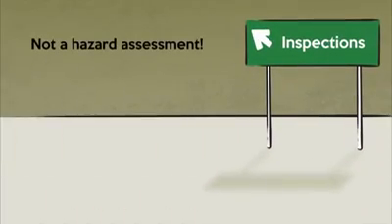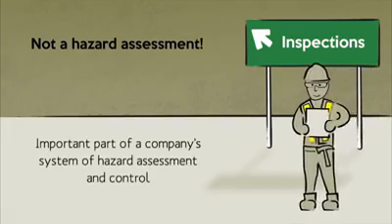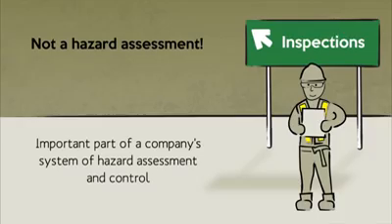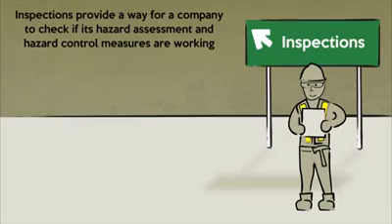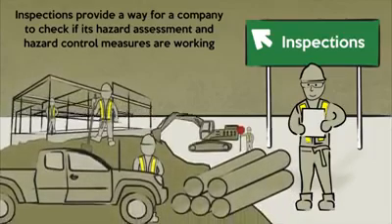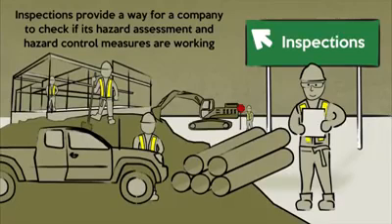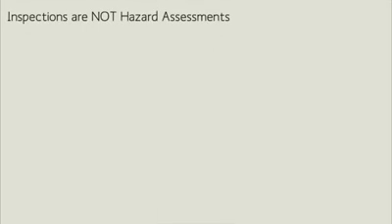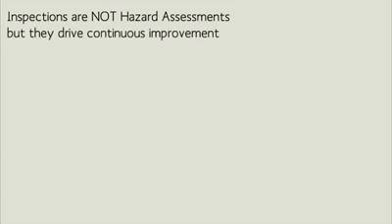Inspections are not a hazard assessment, but they are an important part of a company's overall system of hazard assessment and control. Inspections provide a way for a company to check if its hazard assessment and hazard control measures are actually working. An inspection will involve being on the worksite and looking for compliance with the company's policies and ensuring controls are in place. It will observe actual worker behavior and may pick up on new or unanticipated hazards. So inspections are not hazard assessments, but if done right, they drive continuous improvement into the company's formal hazard assessment and control systems.